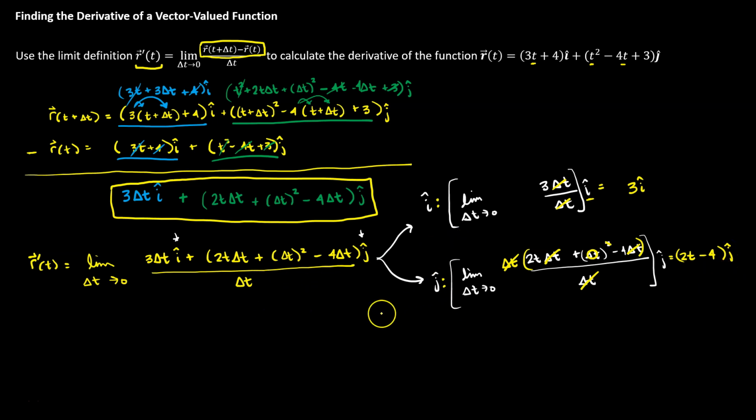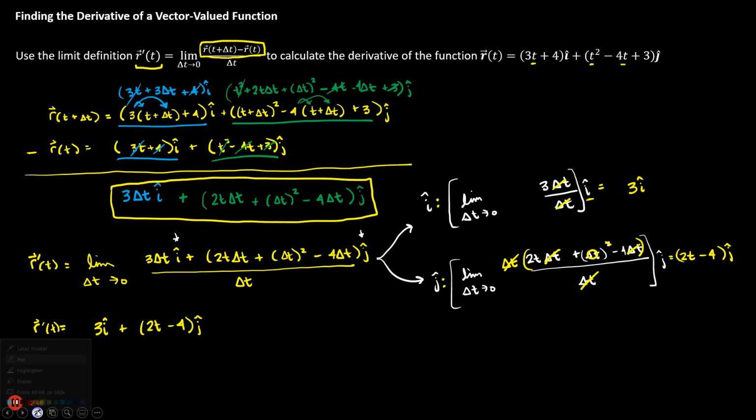Now that we've separated each of our components to evaluate the limits separately, we can see that the limit of our big expression here, where both components were together, simplifies down to 3 i hat plus 2t minus 4 j hat. So we found our r prime, the derivative function of our vector valued function, in this case using the limit definition.